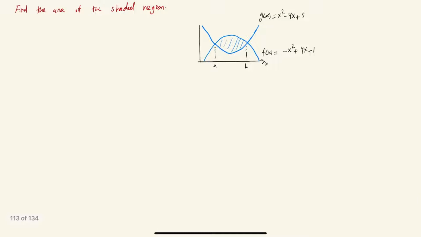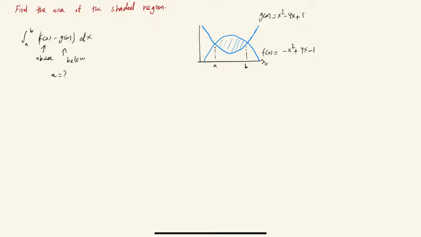Now find the area of the shaded region, where we are given both f of x and g of x. It's going to be the definite integral from a to b of f of x minus g of x dx. Notice that on that interval, f of x is the top function and the bottom function is g of x.